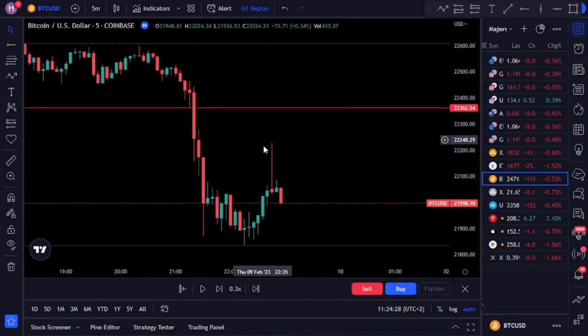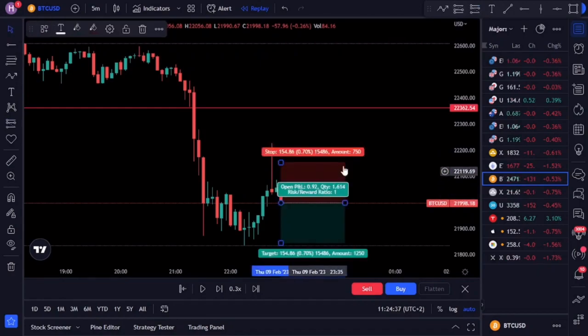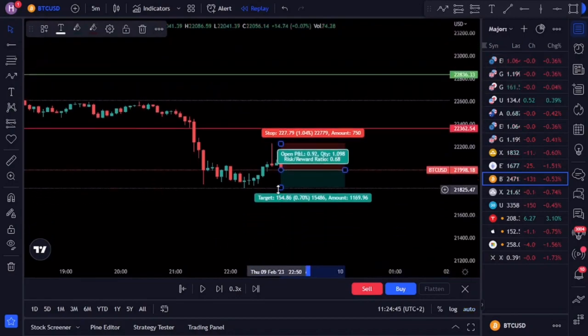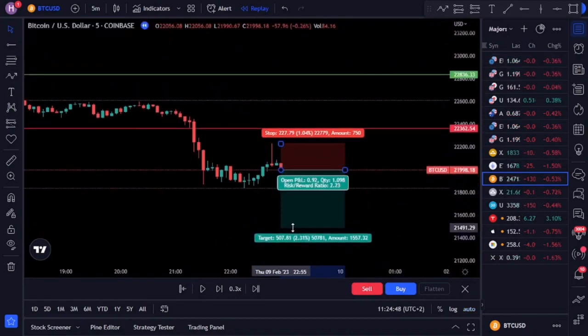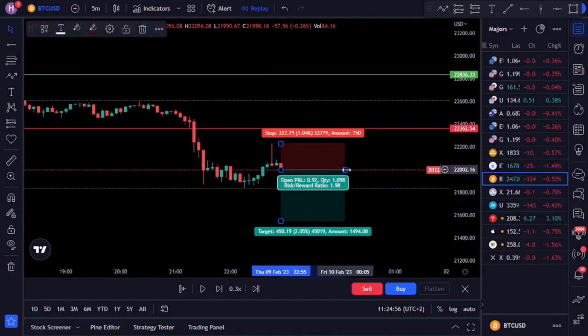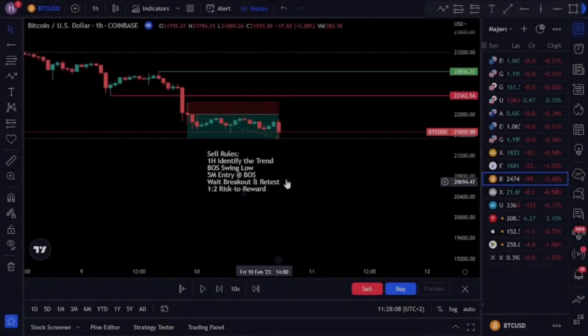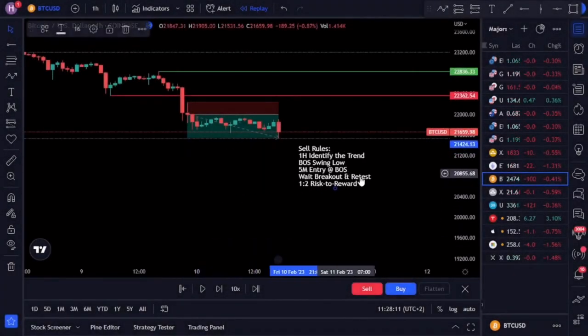After these confluences are in place, simply place your sell or short trade with your stop loss above the wick and aim for a 1-2 risk to reward, or simply drag your reward onto the level where you have a 1 to 2 risk to reward. By following these rules, you would have been able to have a high quality probability entry in the market. Next, let's look at a short summary of the sell rules for the smart money concepts scalping trading strategy.